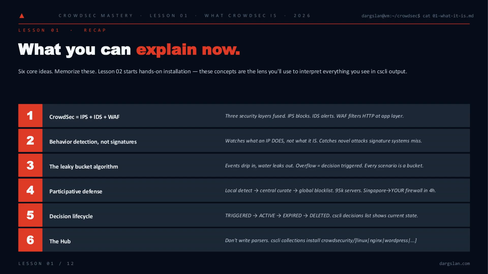4. Local detection feeds a curated global block list, 95,000 servers strong. 5. Decisions move through triggered, active, expired, deleted. And 6. Never write parsers from scratch. The hub already has them. These 6 are the lens for everything in cscli output from Lesson 02 onward.